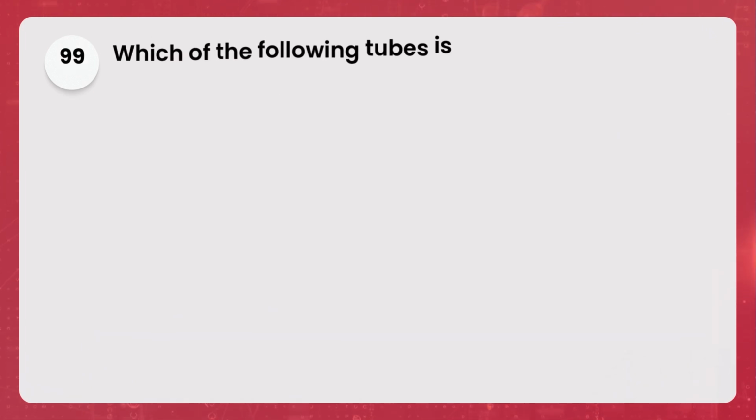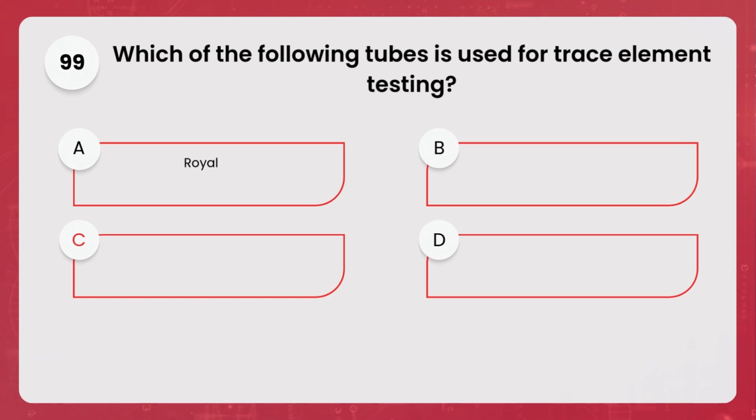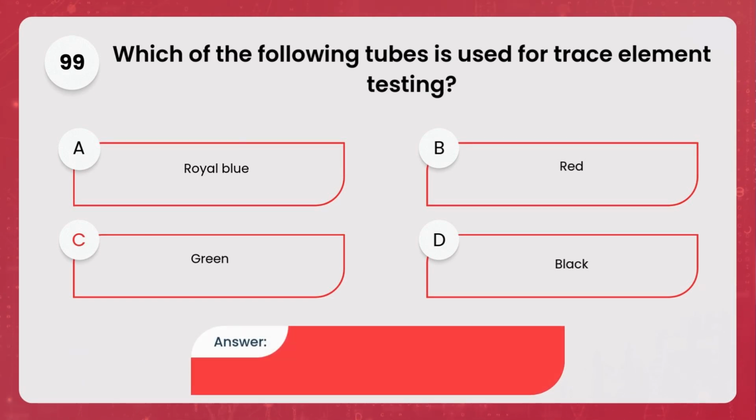Number 99. Which of the following tubes is used for trace element testing? A. Royal blue. B. Red. C. Green. D. Black. The answer is A. Royal blue.